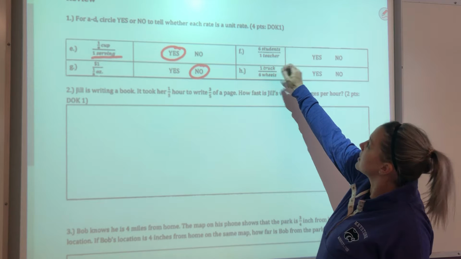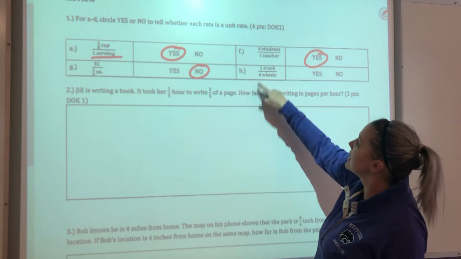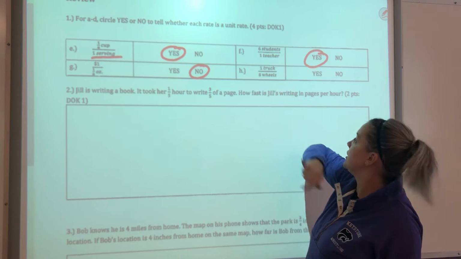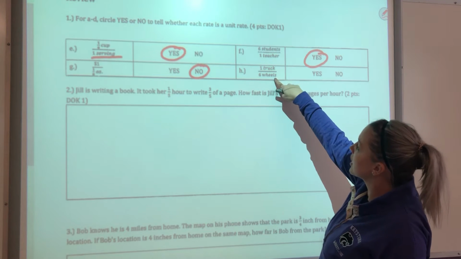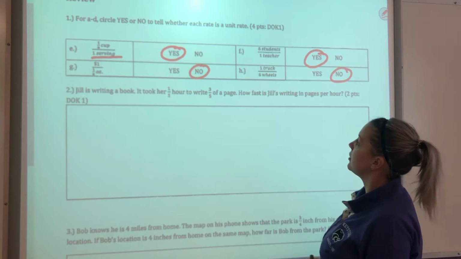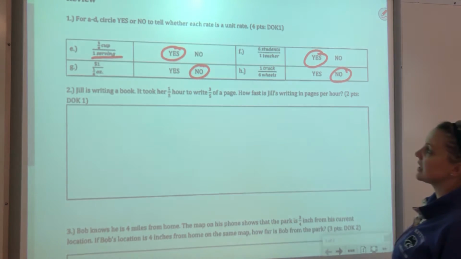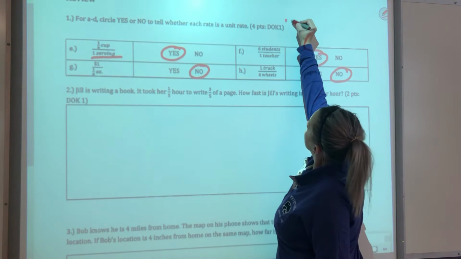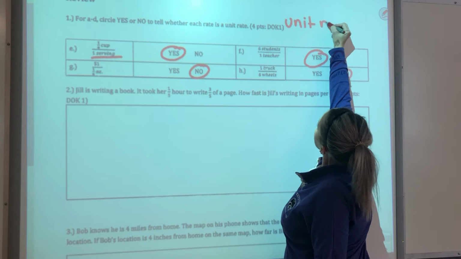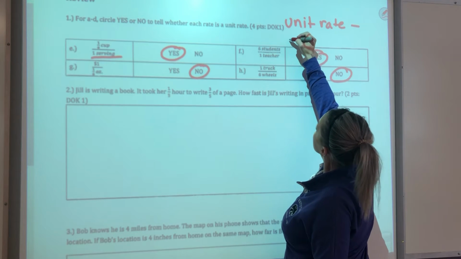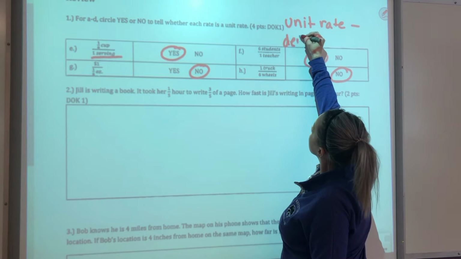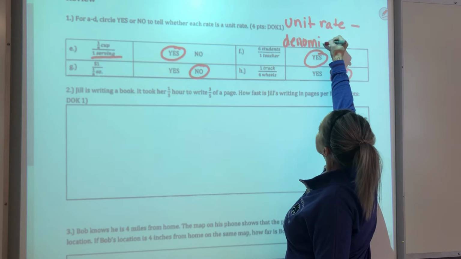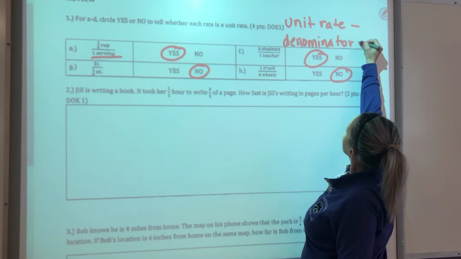6 students for 1 teacher. Yes, because it's a unit rate of 1 teacher. And then 1 truck, 6 wheels. That would be no, because there is a 6 in the denominator. So again, a unit rate has a denominator of 1.